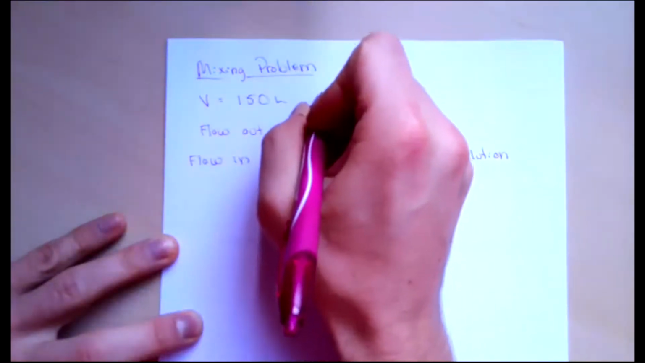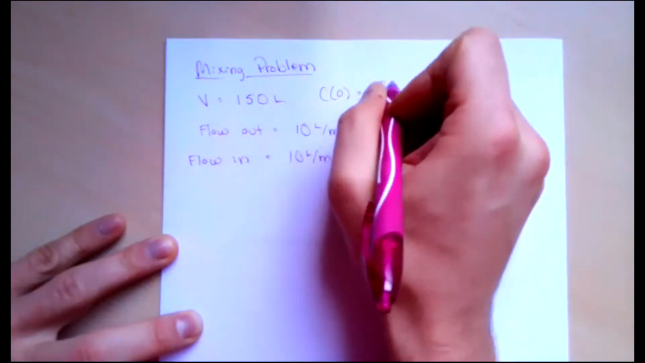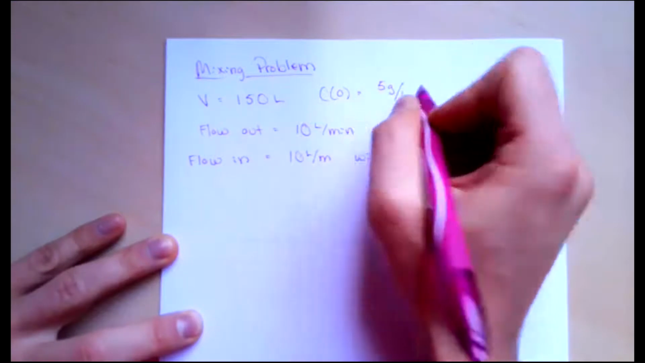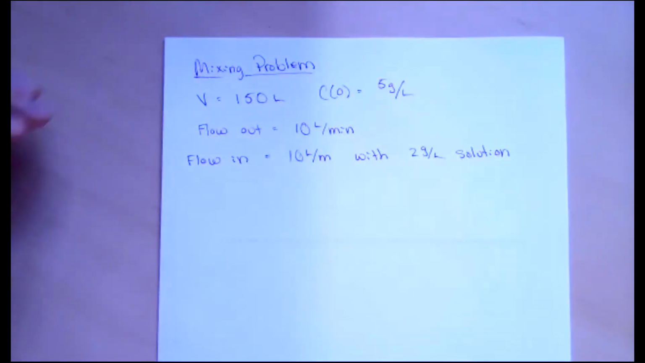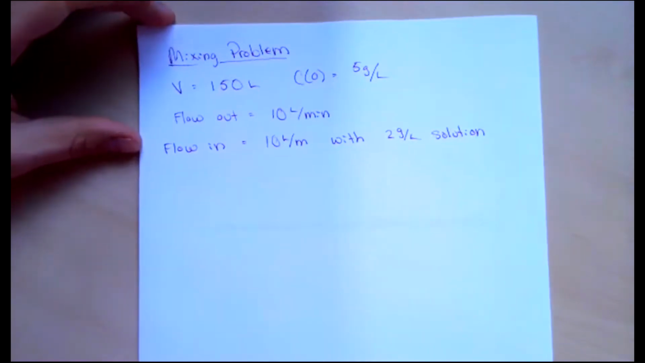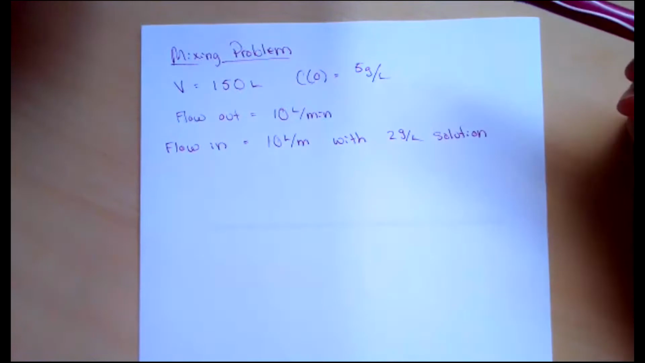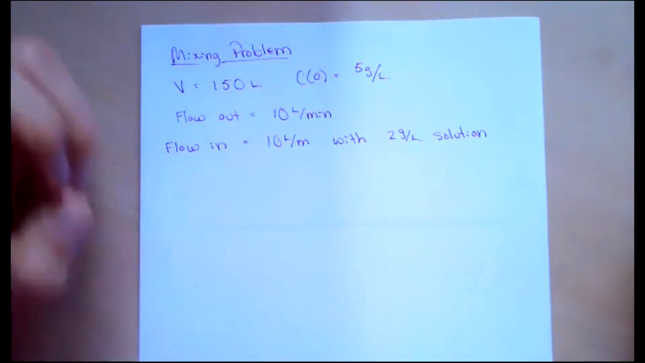And we should say that our initial concentration, we're originally starting off with a 5 grams per liter solution. Let's see, do we need anything else? I think that's all of it. So that's all of our initial data.